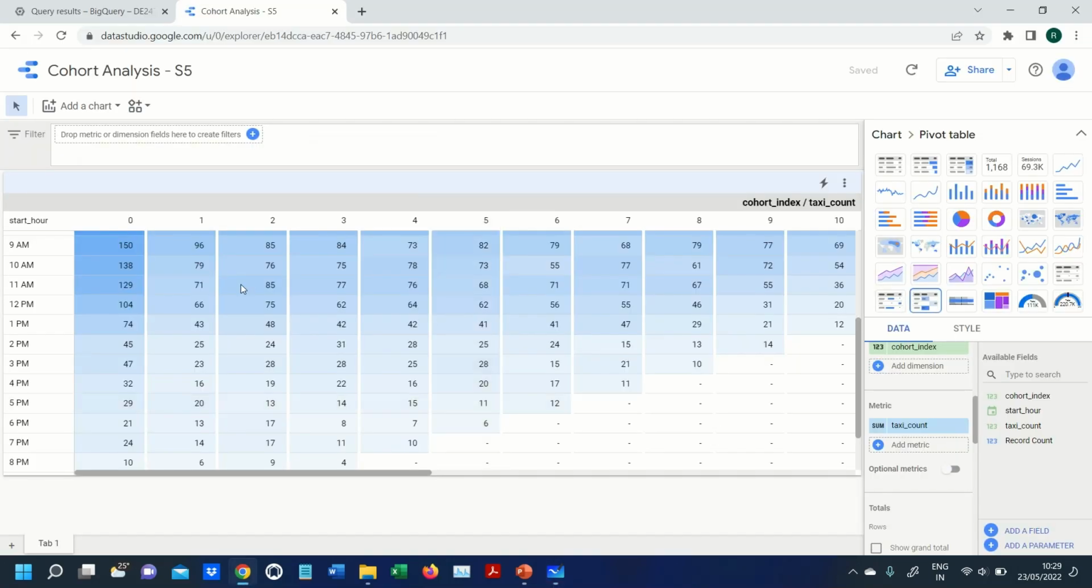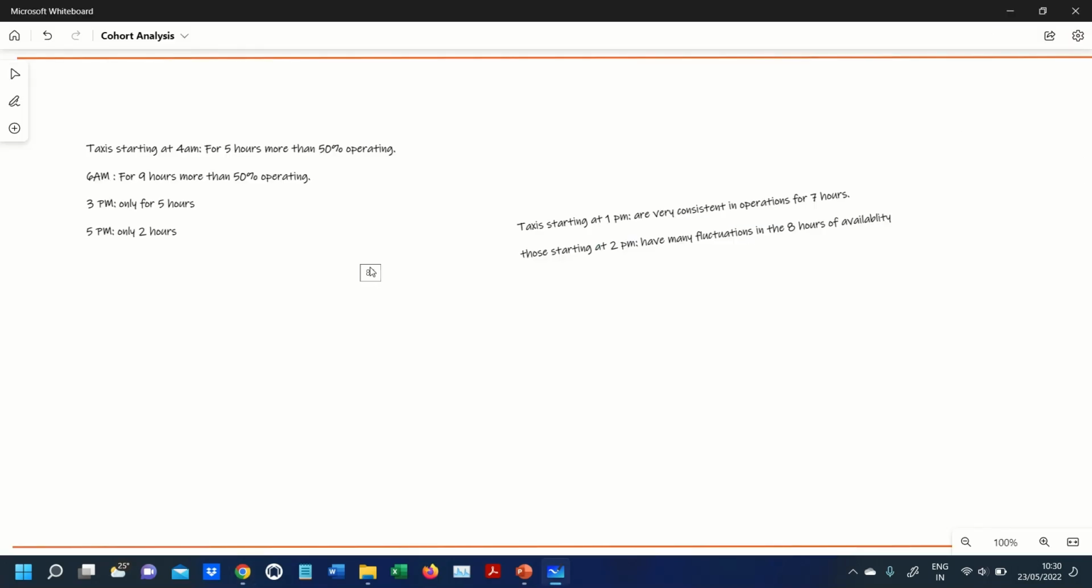At 5 p.m. only 2 hours that they're available, and there is a decline in the availability of these taxis. So the roster has to be made more effectively in case they want to make the most of their fleet available to the business.